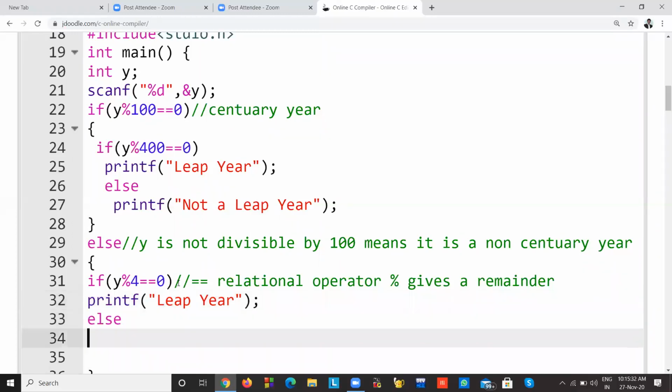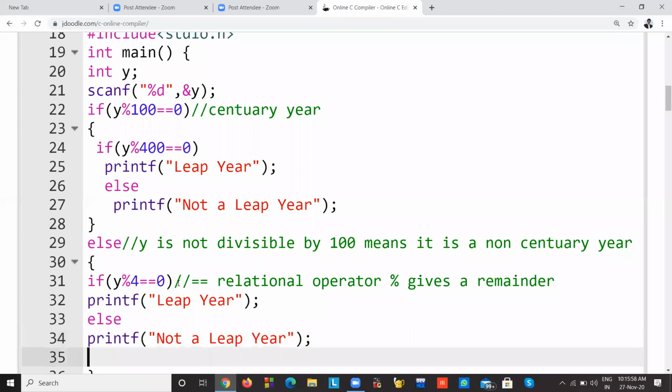Else means it is a non-century year but also not a leap year. For example, 2021, your passed out year, is a non-century year because it is not divisible by 100. It is not divisible by 4 either. Therefore, it is not a leap year.